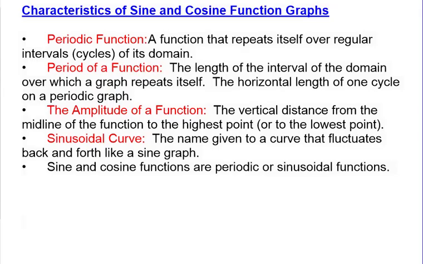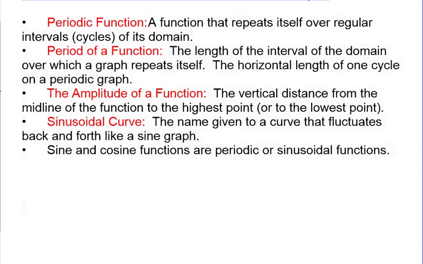Characteristics of sine and cosine. So they are what's called periodic functions. So a function that repeats itself over and over and over again. Basically, if we weren't to give this a domain, it would repeat itself for infinity. The period of a function is the length of the interval of the domain over which a graph repeats itself. So the period is sort of one revolution, and then it would start to repeat itself.